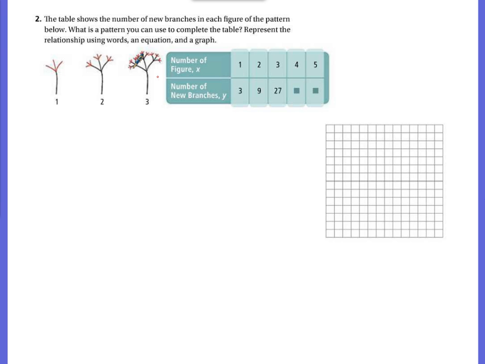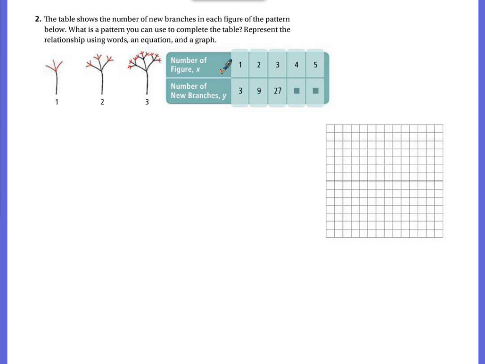Yeah, there's 3 on this one right here, and then there's 3 of those, so that's a total of 9. But then there's 3 of those branches for a total of 27. Okay? So we're just looking at the new branches, and that's why they've colored them red here. And that's what the table is showing me.